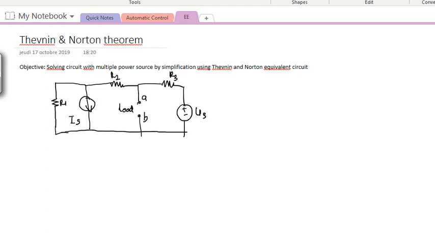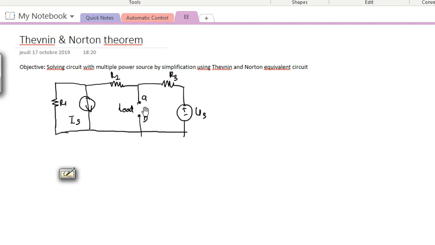Here, we only have access to terminals A and B, but we don't know what we have inside. Inside the circuit, they have two power supplies: one is a current supply and another one is a voltage supply, and they have multiple resistances in a certain configuration. They have R1 here, R2, and R3. The objective is to calculate, for example, the value of the voltage across AB if it was connected to a certain resistance or certain load.